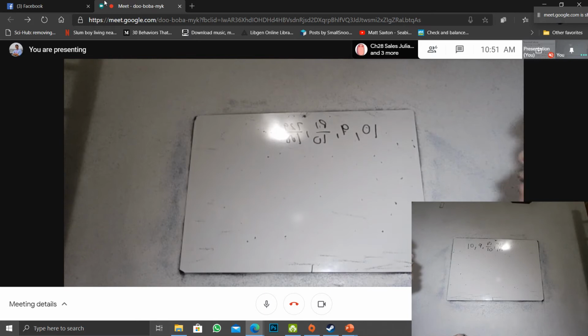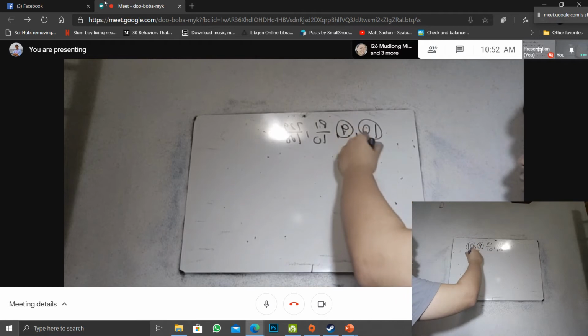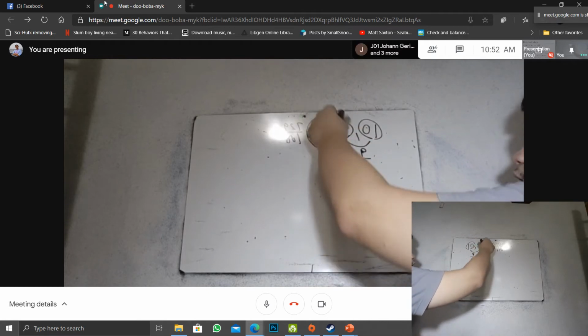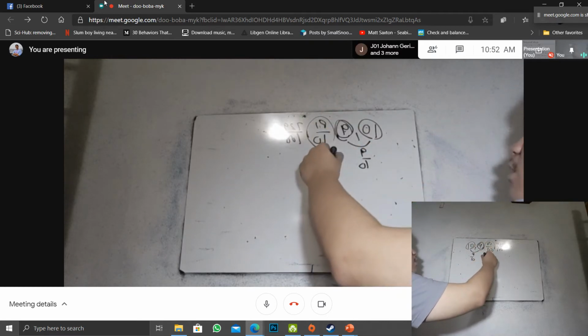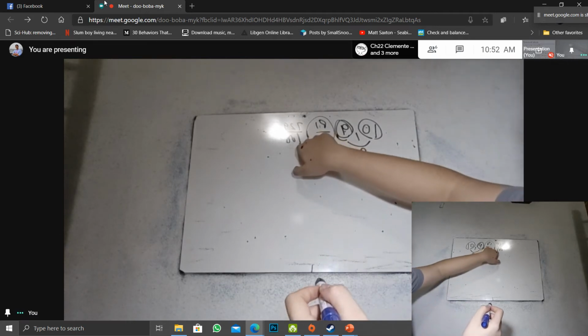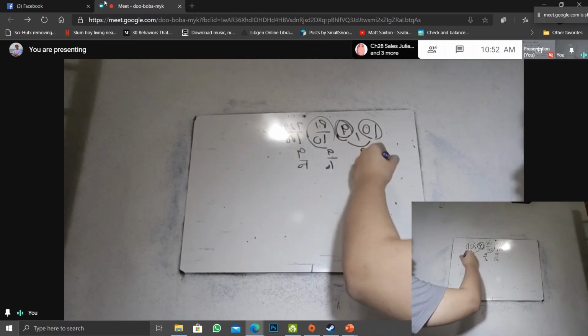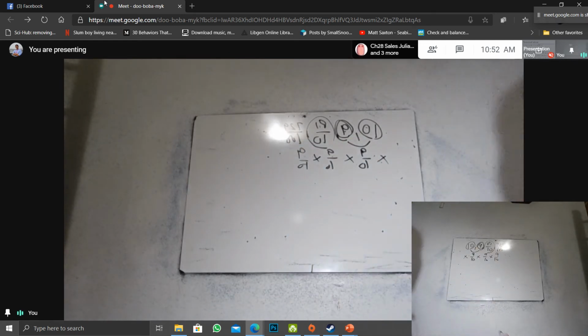Sige. Ano yung common ratio? Diba? Ito divided by ito. 9 over 10. Ito divided by ito. 9 over 10. Or kaya hanapin nyo lang kung ano yung multiply para pumunta sa next term. Diba? Yun lang yun. Pansin nyo, parating times 9 over 10. So, yun yung common ratio. Find the ninth term of the sequence.